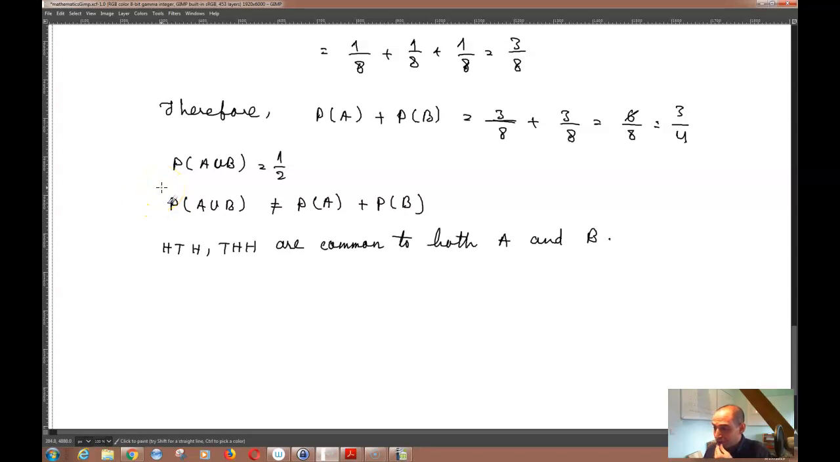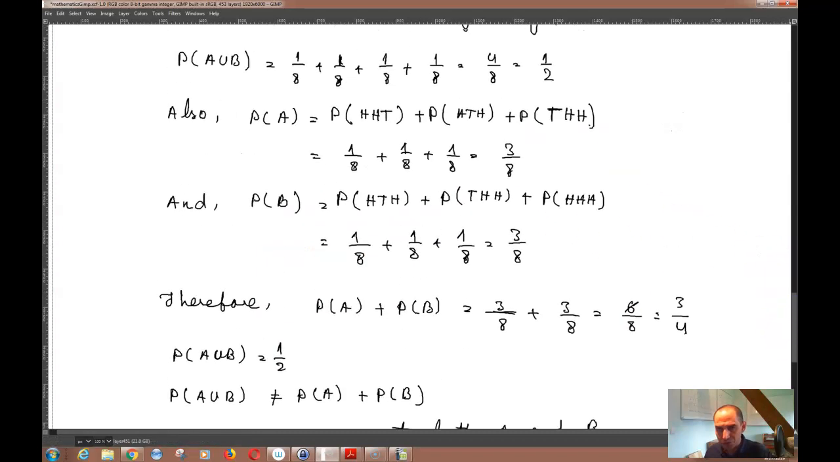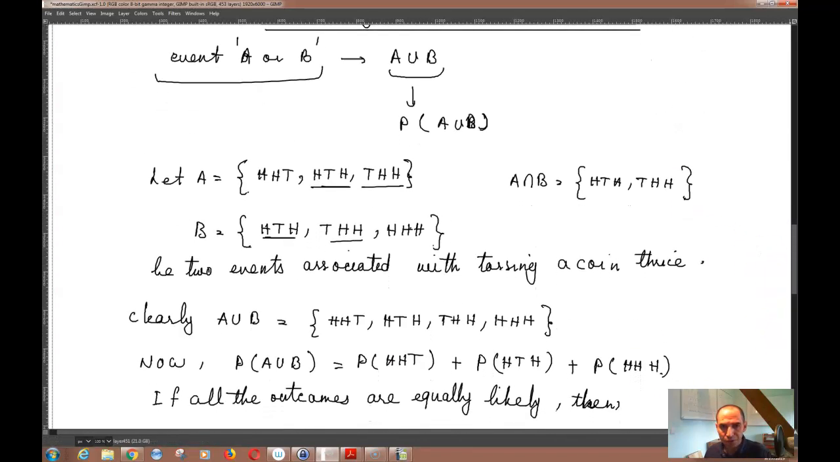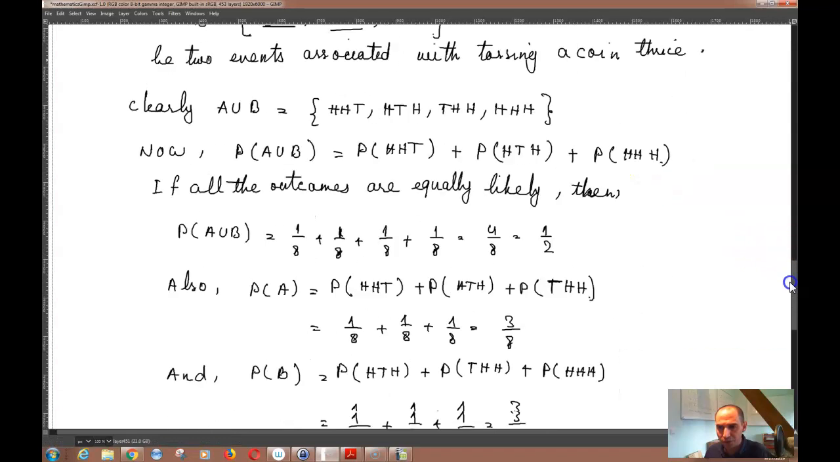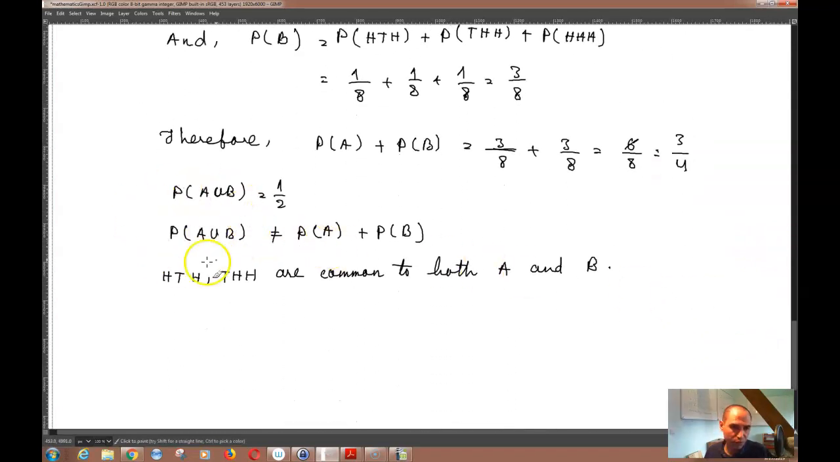So now, in order to get over that problem, what we need to do is subtract the probability of A intersection B. If we take the probability of these two out of the sum, I suppose this becomes an equality. So let's see how that goes.